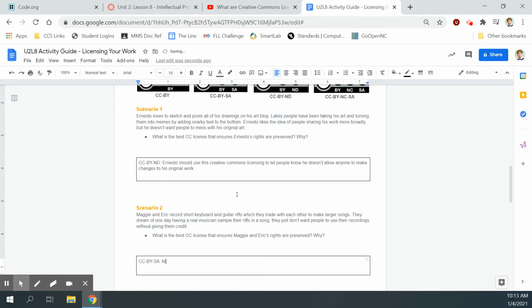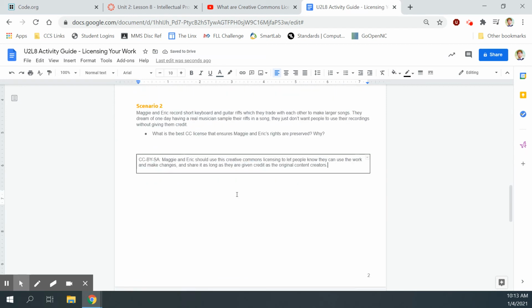We'll say Maggie and Eric should use this Creative Commons licensing to let people know they can use the work and make changes and share it as long as they are given credit as the original content creators.